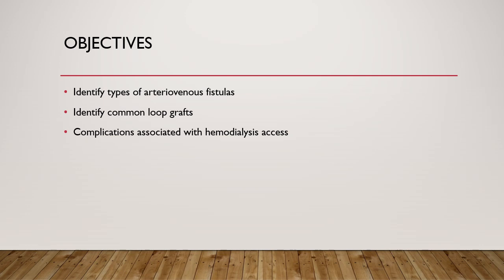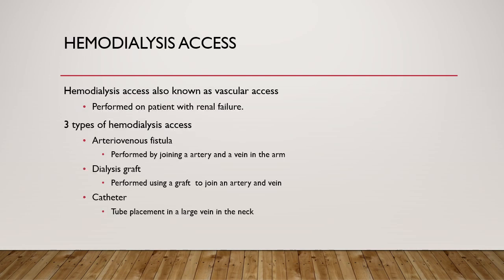So as stated earlier, we will identify types of arteriovenous fistula, identify common loop grafts, and also complications associated with hemodialysis access. So sometimes you would hear the word hemodialysis access or also vascular access. And this type of procedure is performed on patients who are with renal failure. So patients whose kidneys are no longer functioning are likely to be on dialysis.